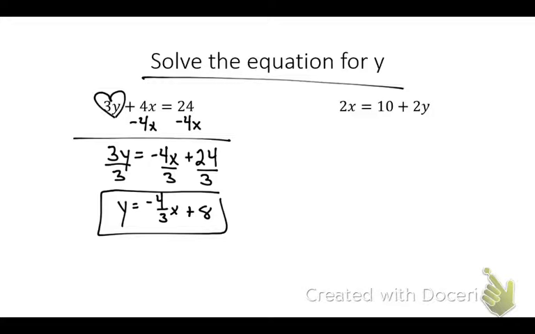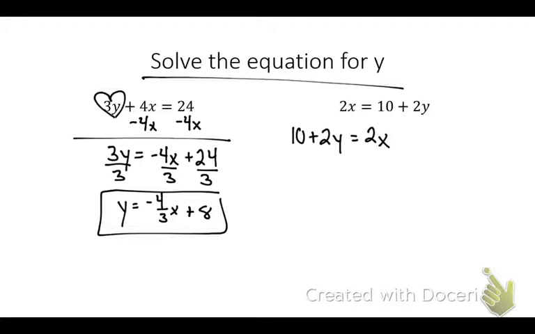This one's a little goofy because the y comes after the equal sign. I would suggest, just like Hope did up on the screen, to rewrite this: 10 plus 2y equals 2x. So the y comes first. It's just easier to read. I would highly suggest that you do that on your test Friday.